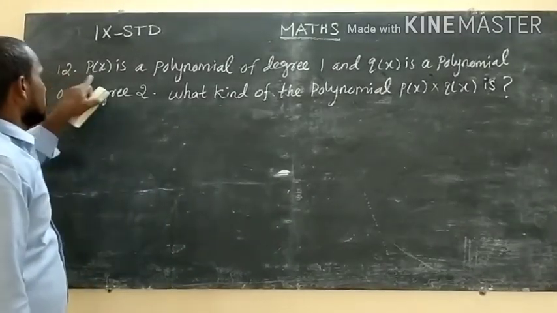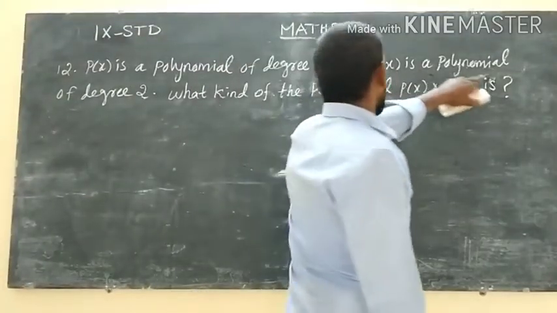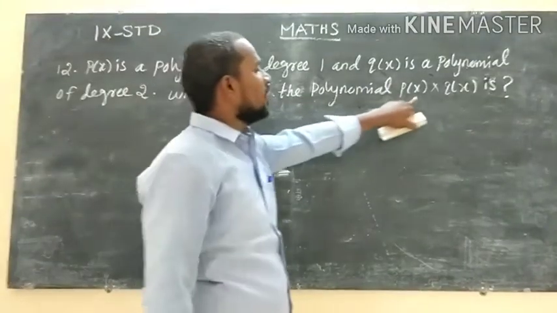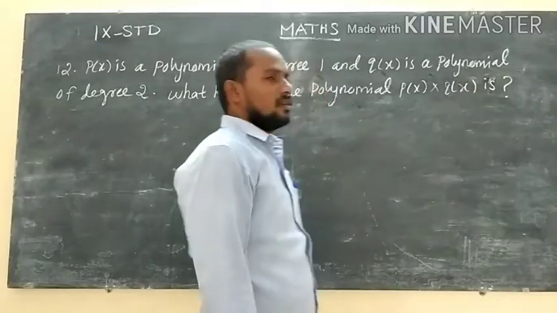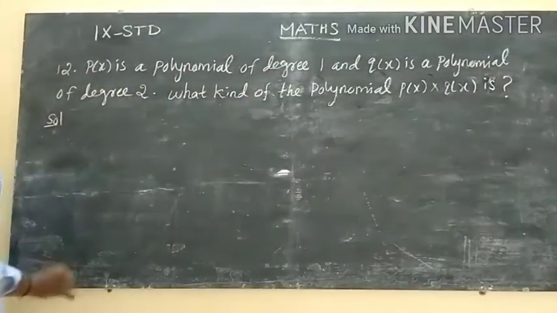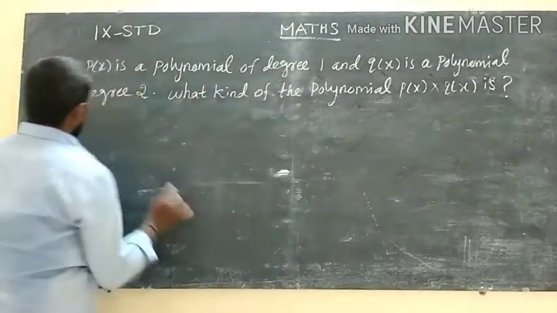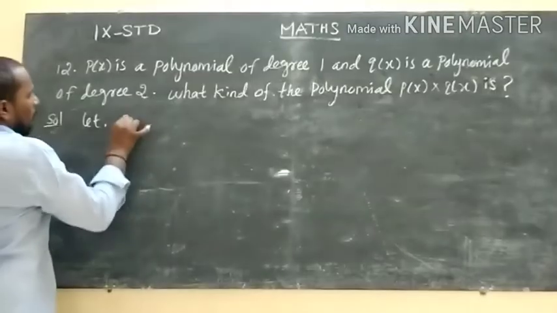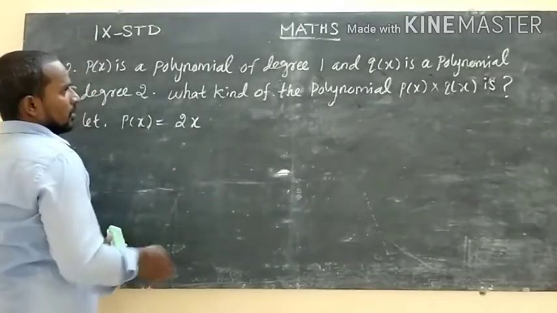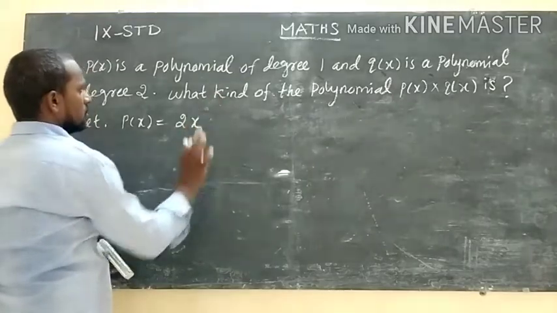Okay, 12th question. P of x is a polynomial of degree 1 and Q of x is a polynomial of degree 2. What kind of polynomial is the product of P of x and Q of x? Okay, this is your question. The solution. P of x is a polynomial of degree 1, so consider P of x is equal to 2x. This is your assumption, so degree 1.